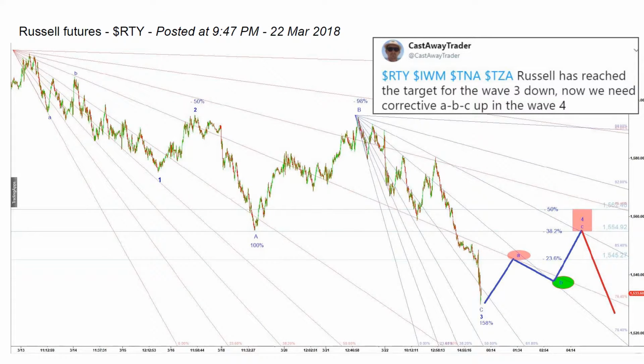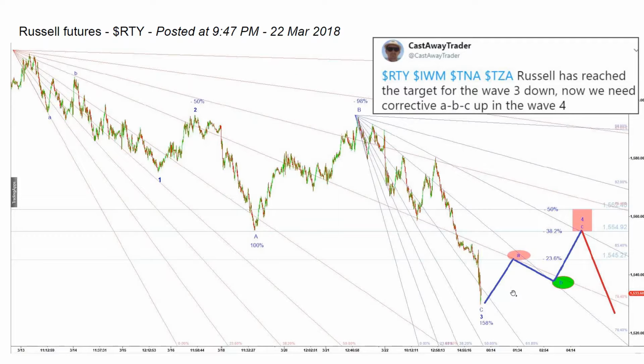So that was my first tweet posted on 22nd of March 2018 at 9:47 p.m. And what I saw at that moment is that we got ABC down of wave 1, a pretty nice looking corrective move up in wave 2 up, and it retraced 50% of the decline. And then we had to get the most powerful decline in wave 3 shaped as ABC, and we got A down, B up, and C down. And that was my first mistake.